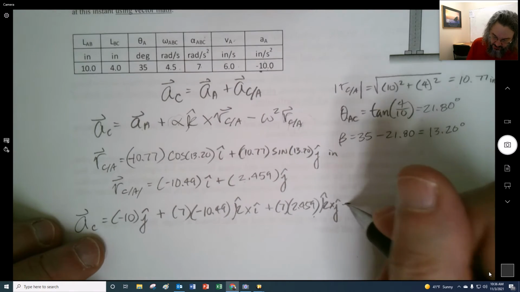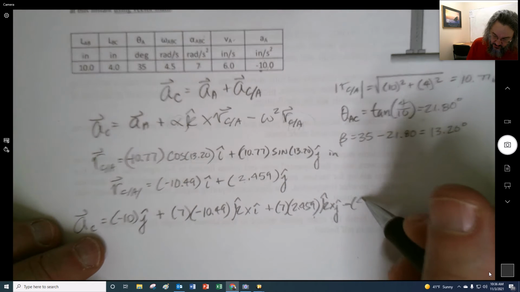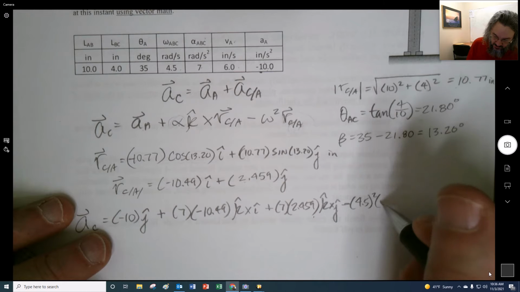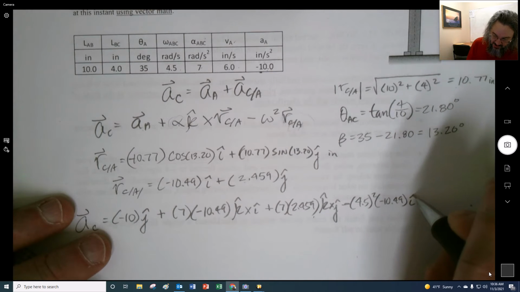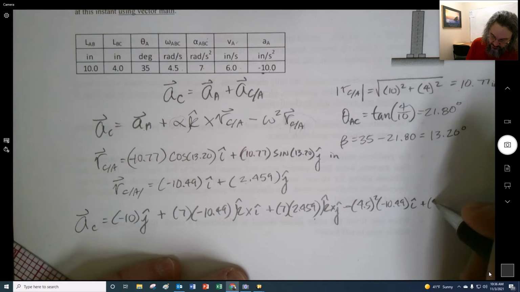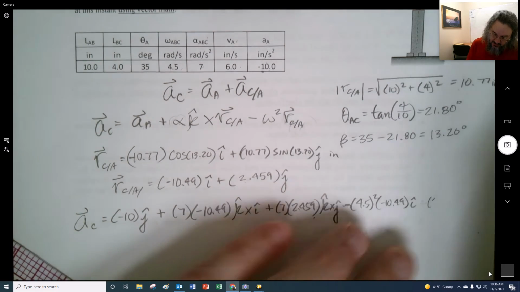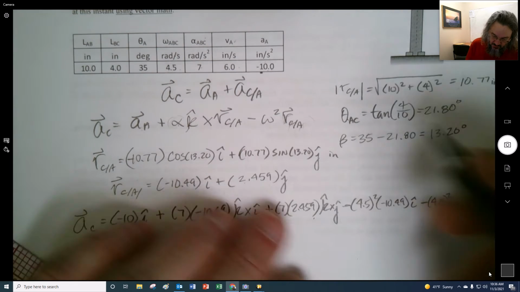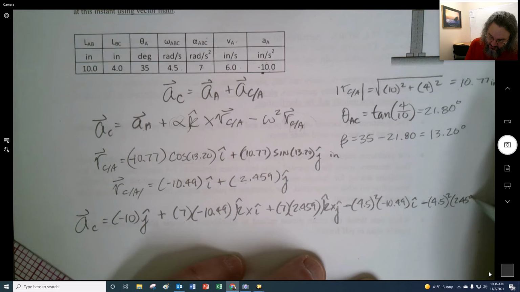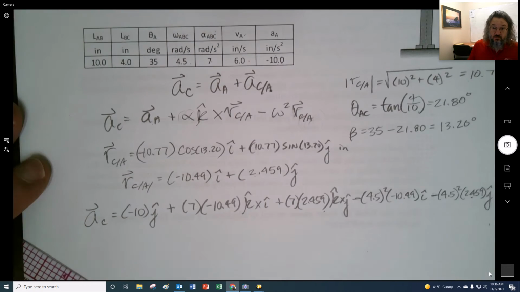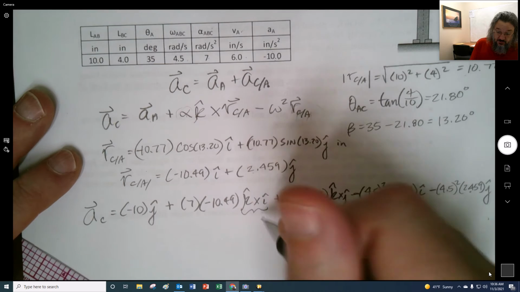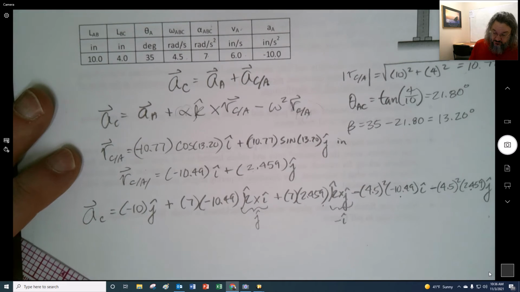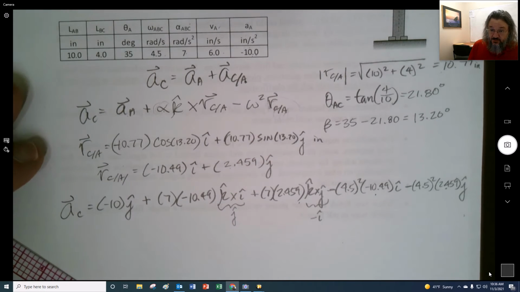Go to this, a negative omega 4.5 squared and multiplied by negative 10.49 I plus, whoop, I need to make that negative, whoop, it's still negative, right? We have to distribute that across there, so that's still negative 4.5 squared, 2.459 J. We know K crossed with I is a positive J. K crossed with J is a negative I. You could do schemes, or you could have just memorized that.